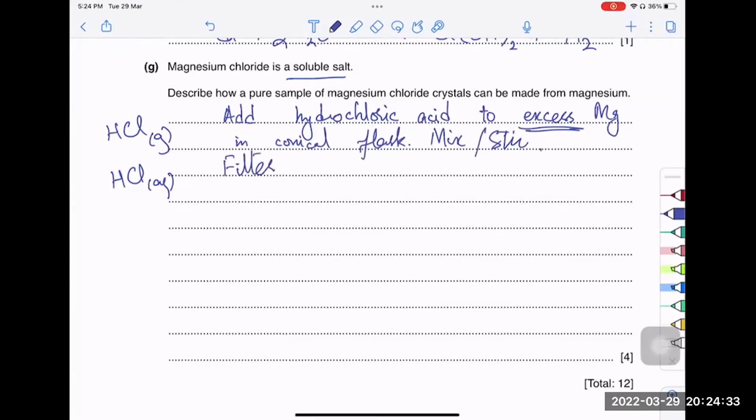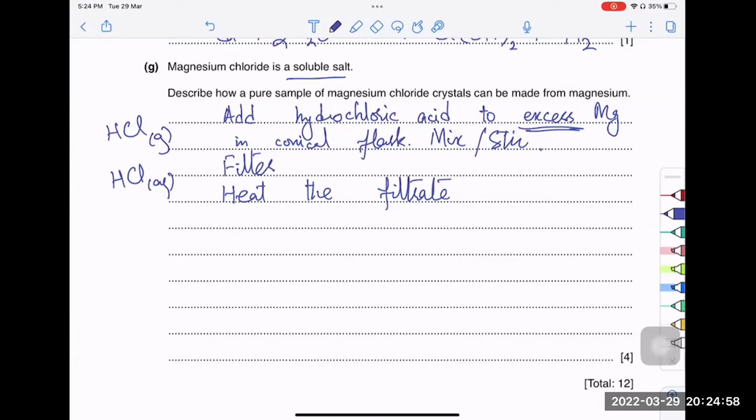Why? Because magnesium is going to be in excess, it's going to be left over. So you're going to take it out. Next step, we have the filtrate that we're interested in. So heat the filtrate. What do I heat it to? Do I heat it to constant mass or do I heat it to point of crystallization? Look at the question and then tell me.